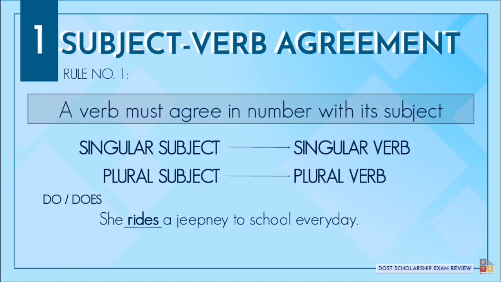She is singular, thus its verb is rides. That is the basic form ride with an s. But if it is boys, it will become the boys ride a jeepney to school every day. Since boys in this sentence is plural, then the verb should also be in plural form. Okay? Well, an exception to this is rule number 2.